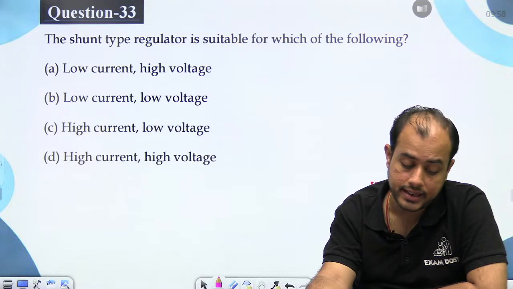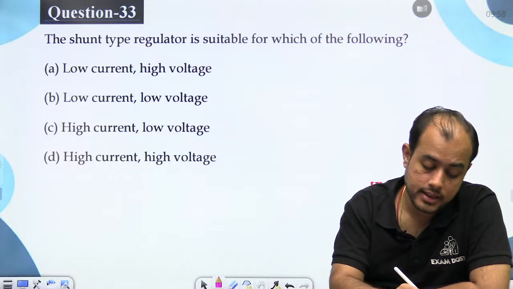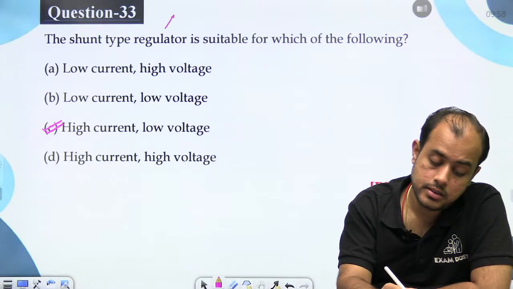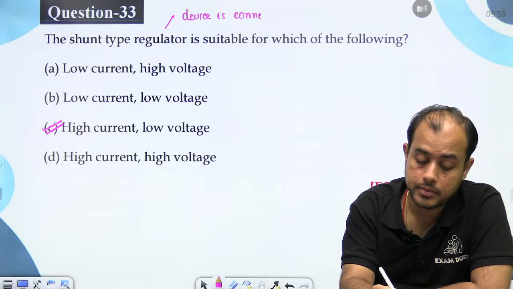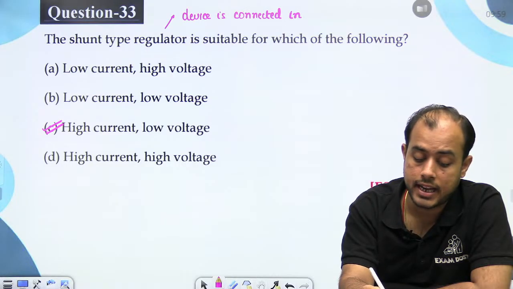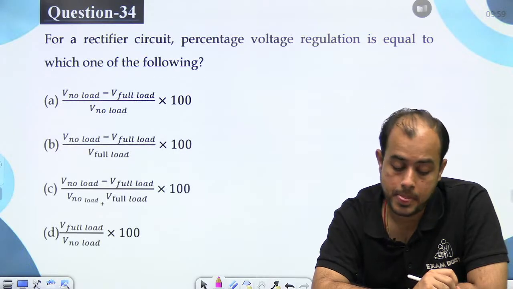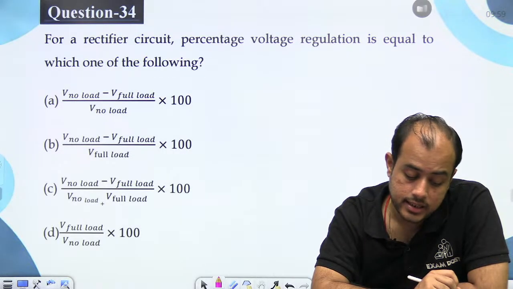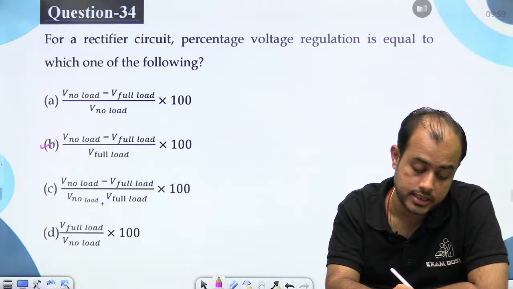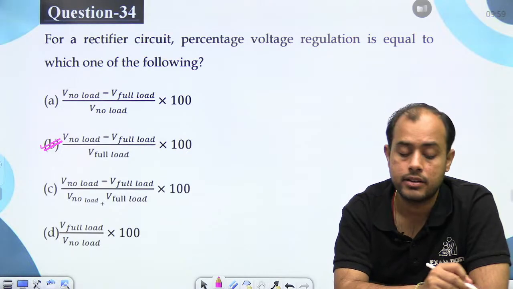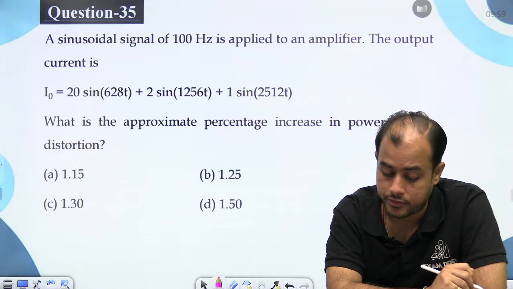ESE 2007, the shunt type regulator is suitable for which of the following? High current, low voltage. Because the device is connected in parallel, at high voltage it can get damaged. So you use it at low voltage. ESE 2008, percentage regulation. What is the percentage regulation? No load minus full load by full load. ये मशीन में भी करते हो वैसे, but no load minus full load by full load.